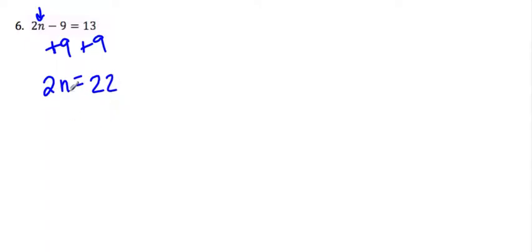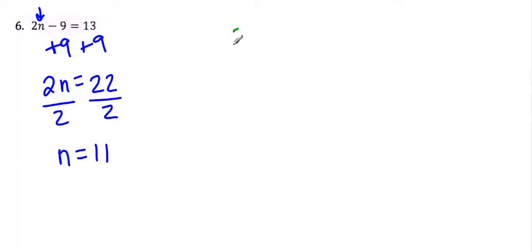Now reevaluate the problem. How would I get this n by itself? Well, the n's being multiplied by 2. So to get rid of a 2, I would divide by 2. And what happens here is that crosses out to 1, which I don't have to write. But 22 over 2 would go to 11.